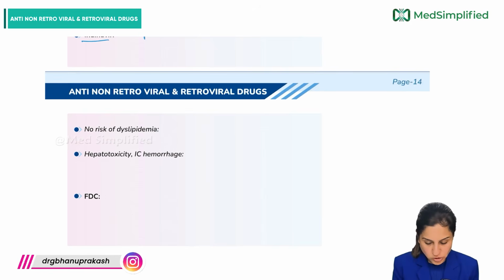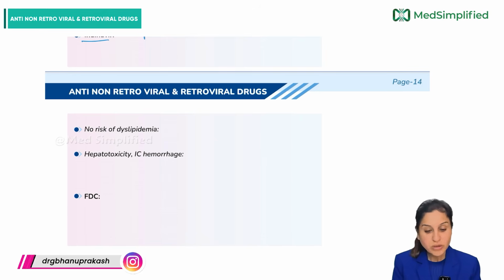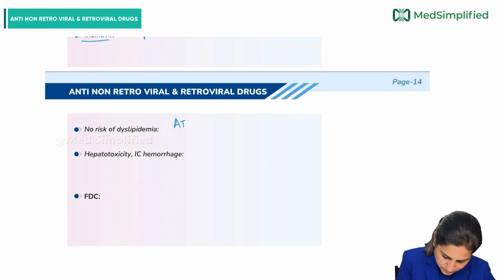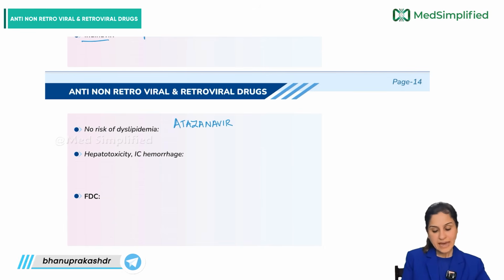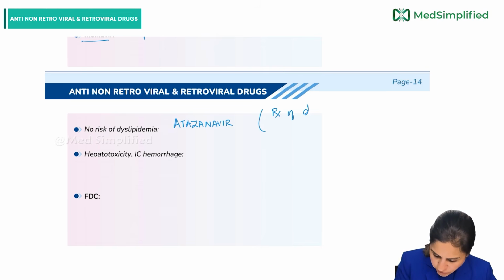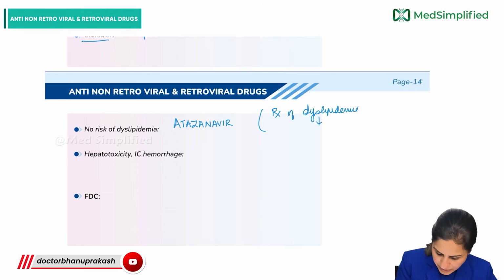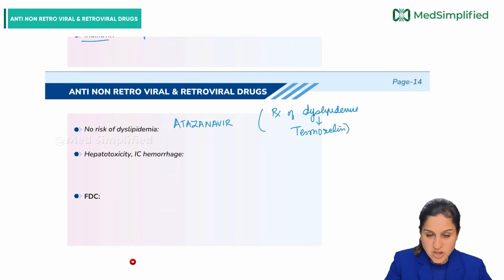Okay. Now, protease inhibitors have one classical adverse effect we should know, that is dyslipidemia. But the only protease inhibitor which does not show dyslipidemia is atazanavir. They have no risk of dyslipidemia. Now, how do you treat dyslipidemia because of these protease inhibitors? The treatment of dyslipidemia is a drug called tesamorelin. Remember this. So, no risk of dyslipidemia is by atazanavir.